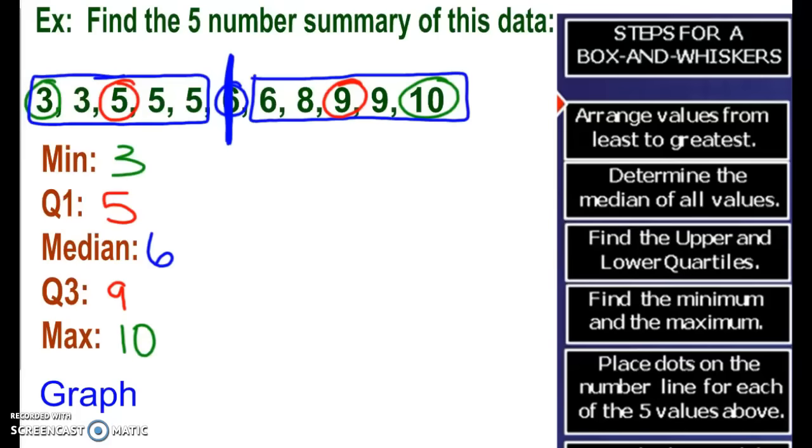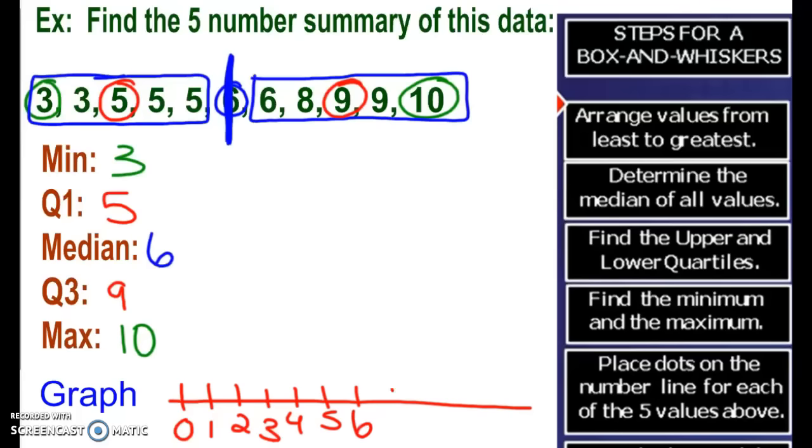Now, if you wanted to draw your box and whisker, we can take a minute to do that, just so you maybe have a heads up on what we're doing the next couple days, and if you want to move on in that data packet. I just made a quick number line, 0 through 10.